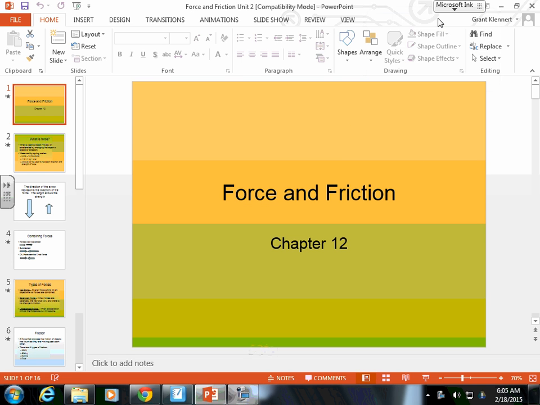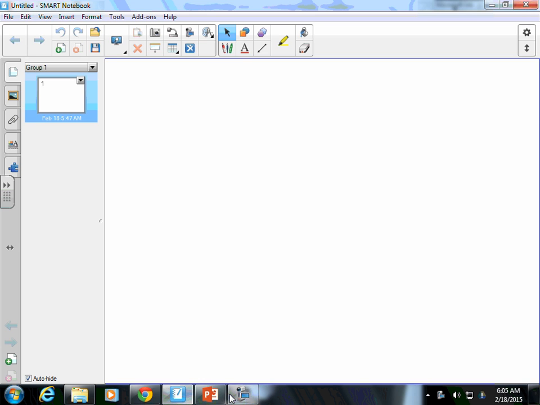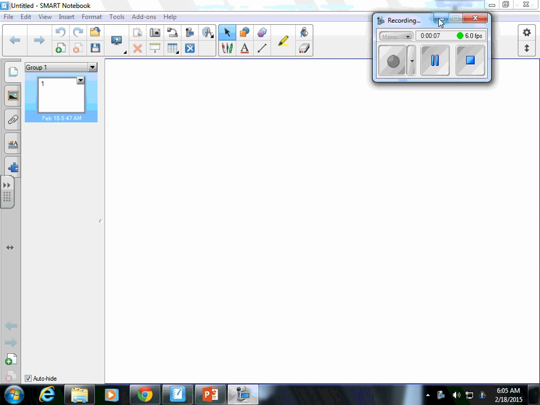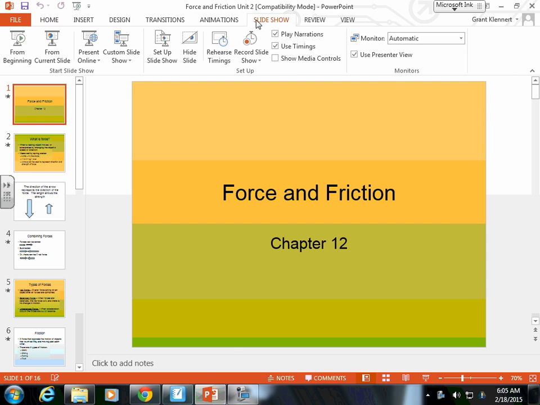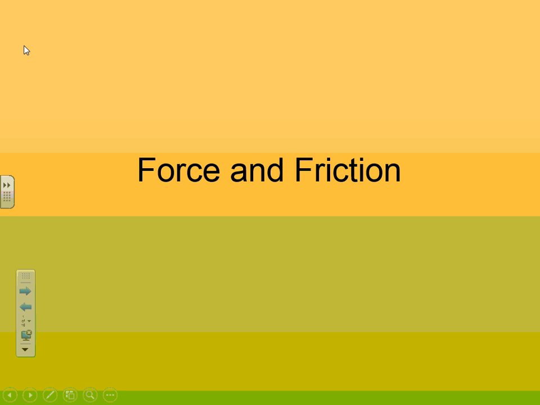Welcome to Chapter 12. Section 1, and we're going to be focused on our new idea of forces. What we talked about in Chapter 11 was velocity and acceleration. Now we're going to take this idea of acceleration and apply it to a mass.